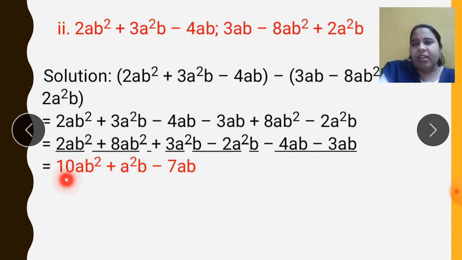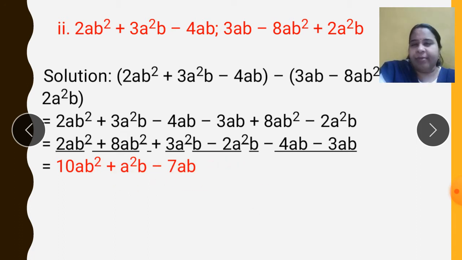8 and 2 is 10. 10ab square plus 3 minus 2 is plus 1. Even if you don't write that plus 1, it is okay. So it is a square b. Now these two are negative numbers, minus 4 and minus 3. Answer is minus 7ab. So the final answer is 10ab square plus a square b minus 7ab.